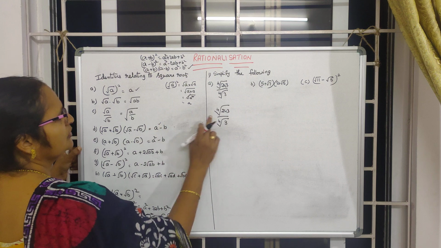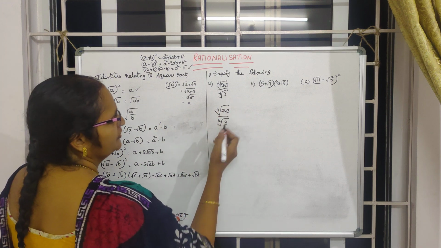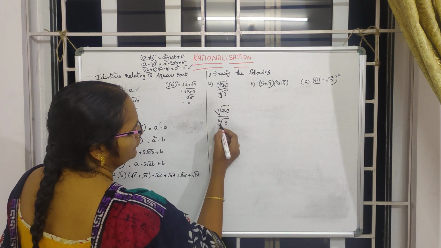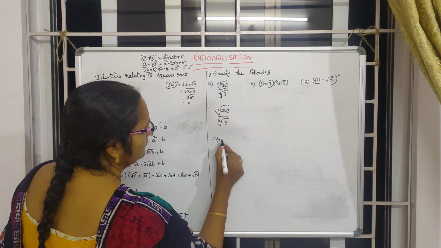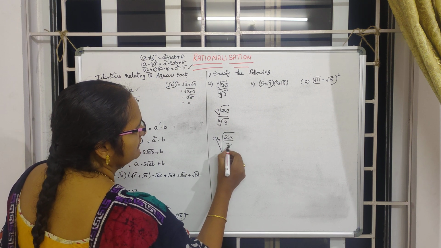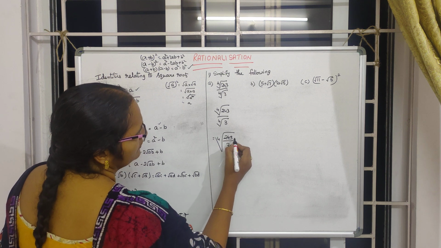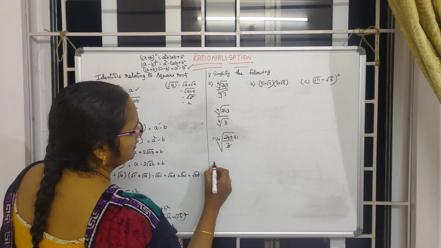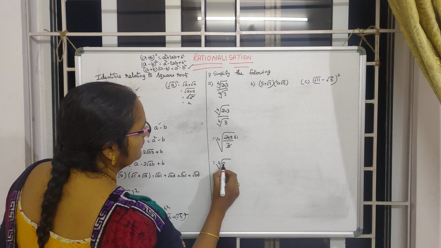Here, square root of a by square root of b, using the same thing. Both of them are the same, fourth root only. I am going to write this one as fourth root of 243 by 3. This 3 will go into 243, 81 times. So, fourth root of 81.